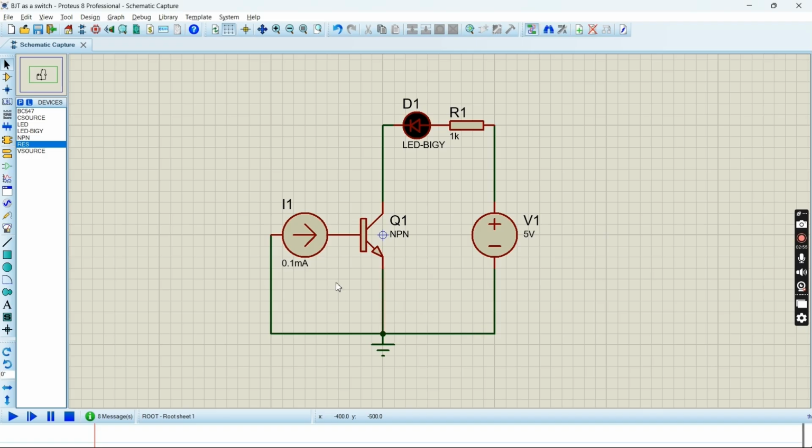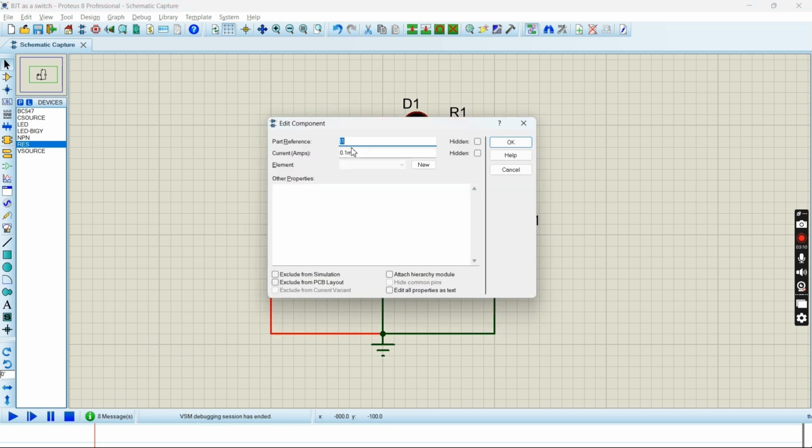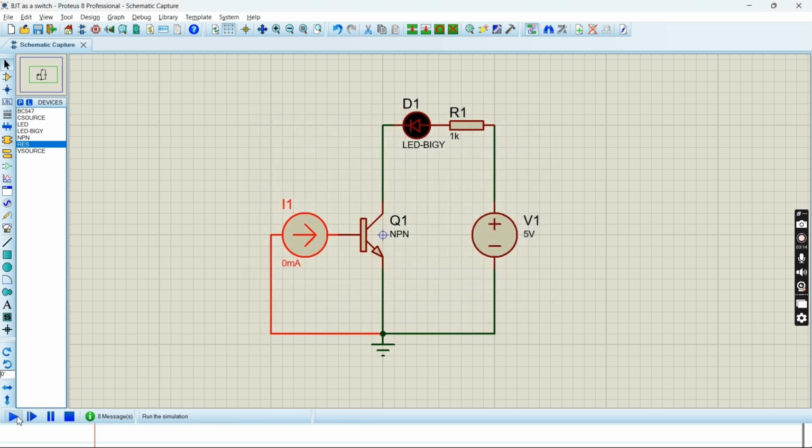Now in this simulation, you can see there is current flowing into the base, and as a result, the collector to emitter will act as a closed switch and the LED will turn on. But if the base current is zero, then the BJT is turned off.